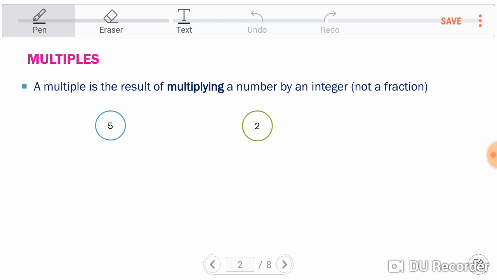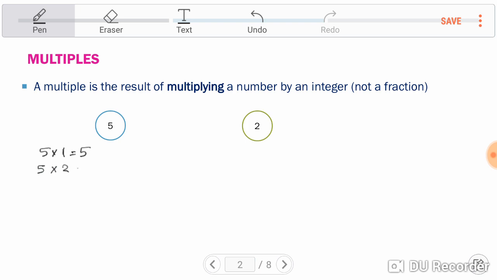What are the multiples of a number? Say we have a number 5. What are its multiples and how many multiples does it have? 5 times 1 equals 5. هنا ال 5 is a multiple of 5.